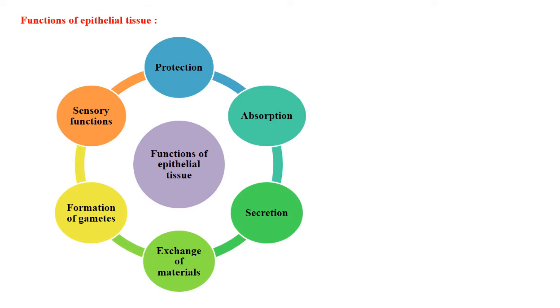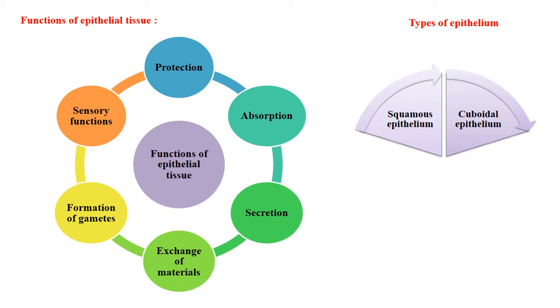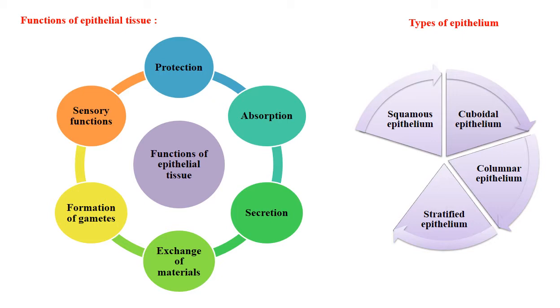Now let's see the types of epithelium. Based on the structure and organization of the cells, the epithelial tissue is classified into 5 types as follows: squamous epithelium, cuboidal epithelium, columnar epithelium, stratified epithelium, and glandular epithelium.